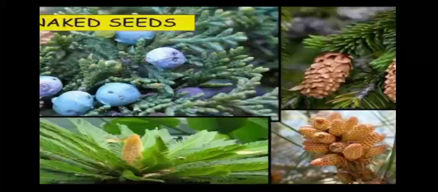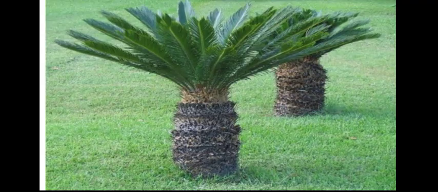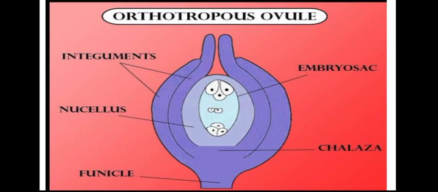Gymnosperm ovules are usually orthotropous type of ovules. When the micropyle, embryo sac, chalaza and funicle are present in a straight line, the type of ovule is called an orthotropous ovule. These orthotropous ovules are present in gymnosperms.